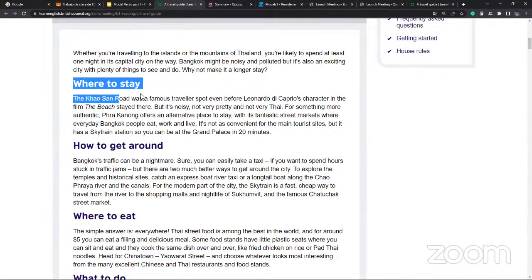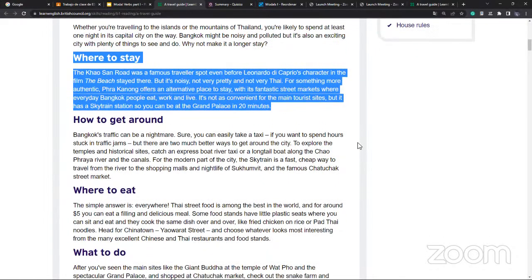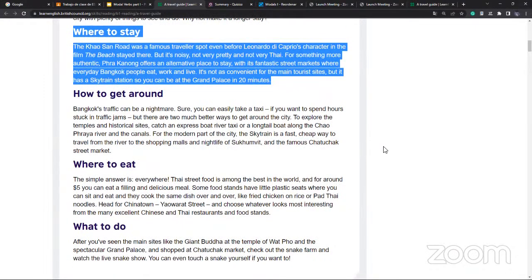Okay, thanks, Gabriel. Santiago, you can read please the second paragraph. Yes, of course. So, where to stay? The Khao San Road was a famous traveler spot even before Leonardo DiCaprio's character in the film The Beach stayed there. But it's noisy, not very pretty, and not very tame. For something more authentic, Phra Khanong offers an alternative place to stay, with its fantastic street markets where everyday Bangkok people eat, work, and live. It's not as convenient for the main tourist sites, but it has a SkyTrain station, so you could be at the Grand Palace in 20 minutes.